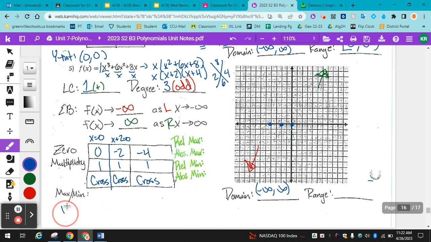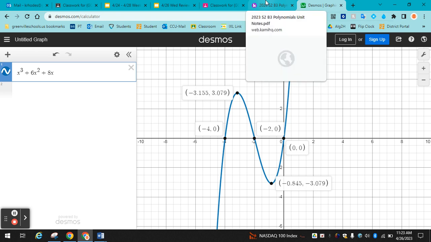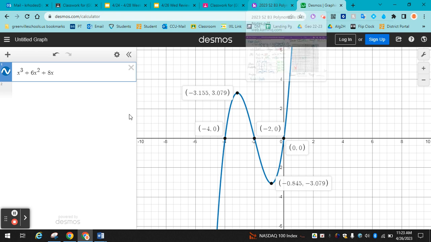We already know my y-intercept is 0, 0 because it's right here. Or you can plug 0 into your equation and get that, and then we'll graph this equation. Don't graph your factors in case you factored it wrong. Okay, when I graph it, I can find my absolute max, absolute mins, but it looks like 3, negative 3.2, 3.1.